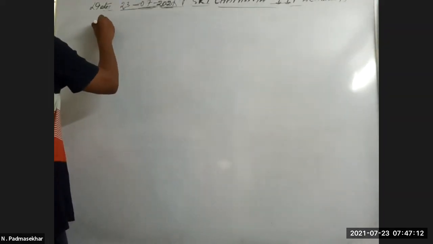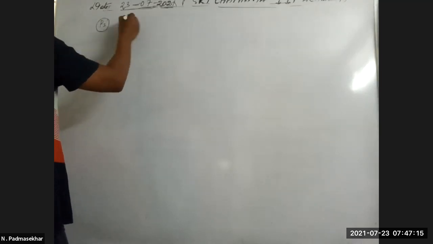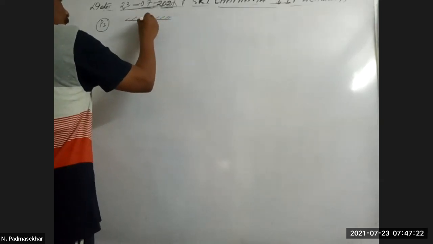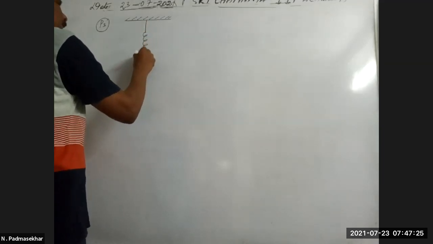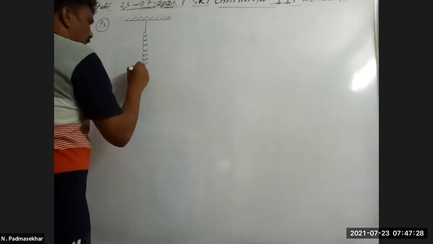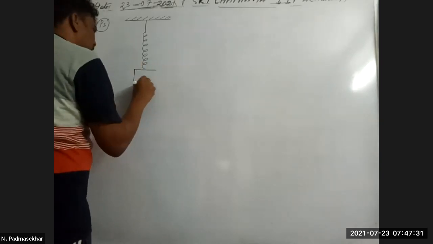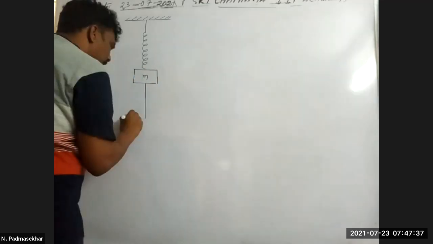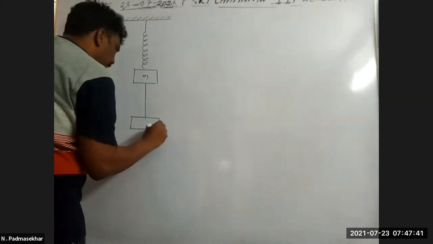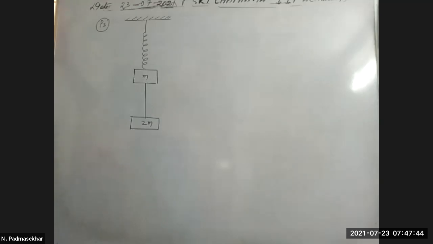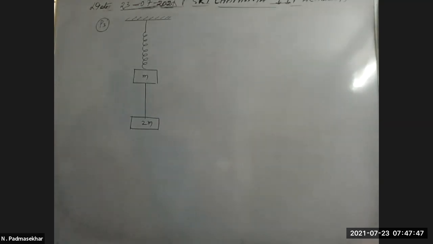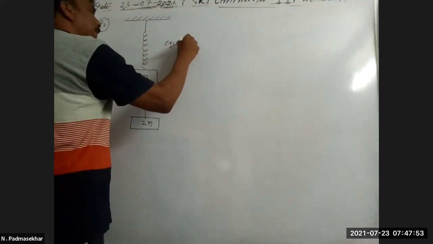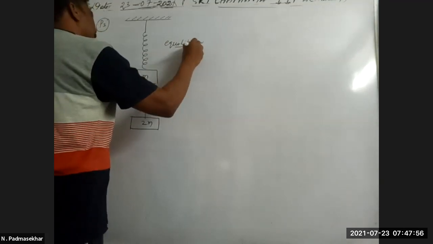So next problem. This is the spring, and here there is a block of mass m, and here there is a string, and a block of mass 2m is there. Block of mass 2m. Equilibrium.